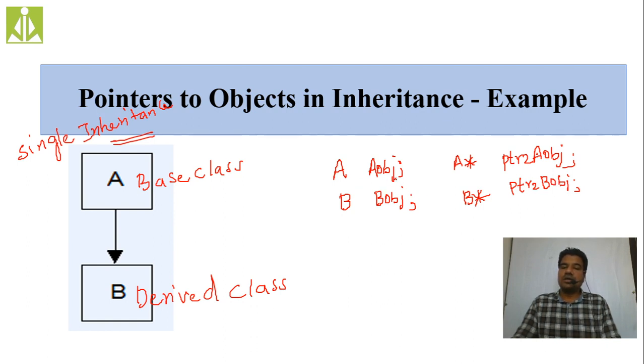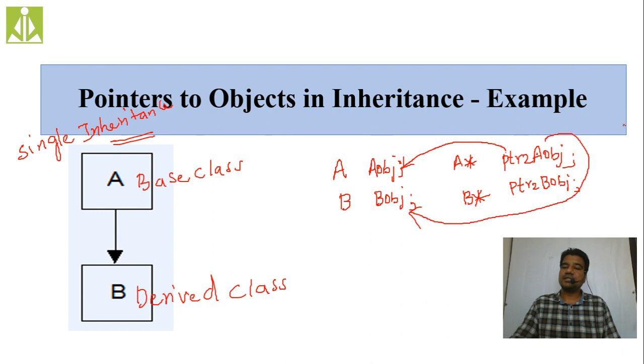So now the concept is very clear. This base class pointer can point to both the base class object as well as the derived class object. PTR2AOBJ is nothing but the base class pointer. So this base class pointer can point to this AOBJ as well as to the derived class object, this BOBJ.